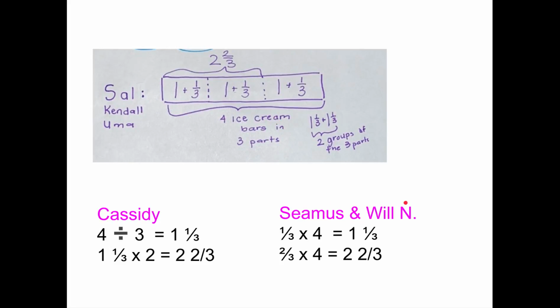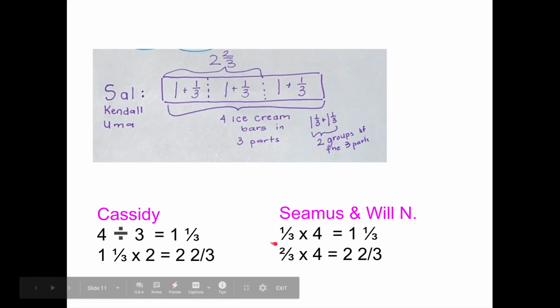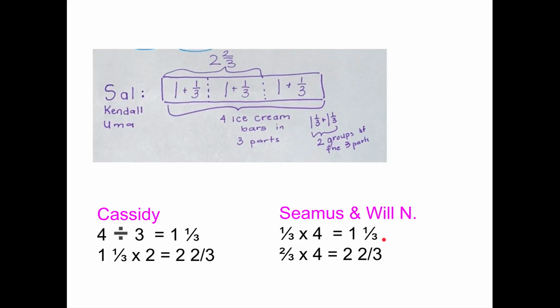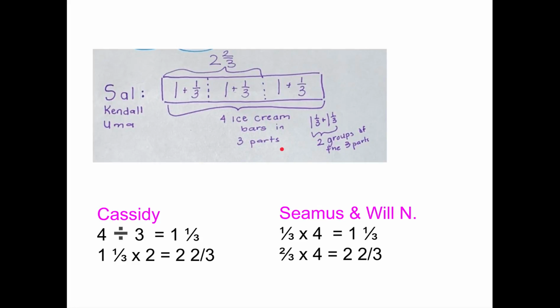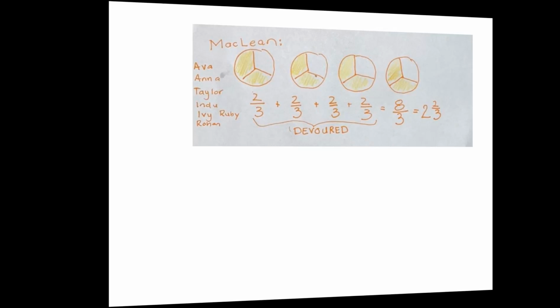Seamus and Will N thought about it as 1/3 of a group of 4 is 1 1/3. So 2/3 of a group of 4 is 2 2/3. Does that match Sal and Kendall and Uma's strategy? So the question I have is, which of these equations match Sal, Kendall, and Uma's strategy? Or do they both? If you said both of those equations can match the strategy, you were correct.